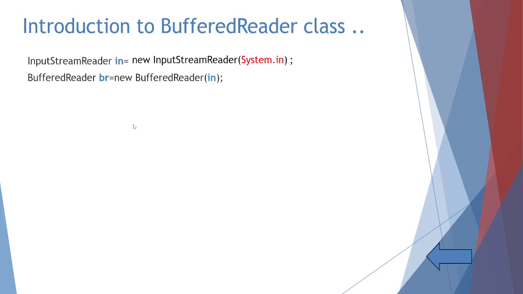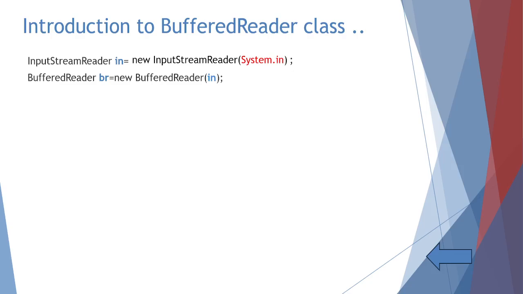How do we use this? InputStreamReader is a class. We create an object, let's say IN. We know how to create an object: class name followed by object name equals new class name, and pass any parameters to the constructor. So here, InputStreamReader IN is equal to new InputStreamReader, and System.in is the parameter.